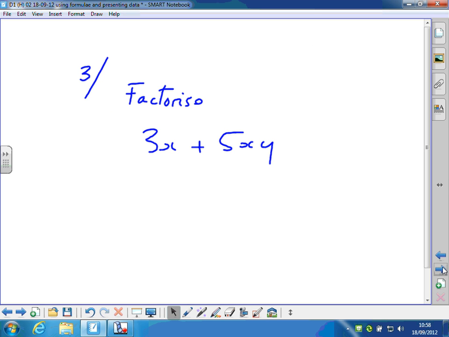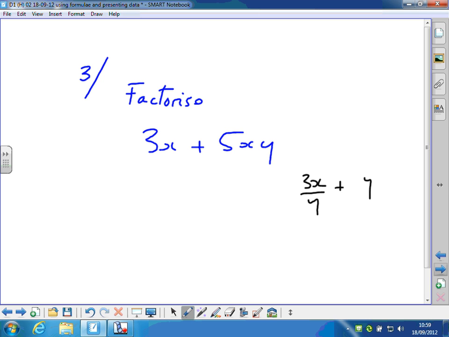Factorize. Can we come up with an answer on this one? Yep. 8x over y. No, you can't. What are you trying to do there? I just took the y out. So the everything over y. Be 3x over y plus 5x. Yeah. So divided both of those by y.